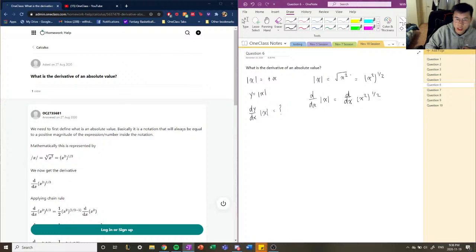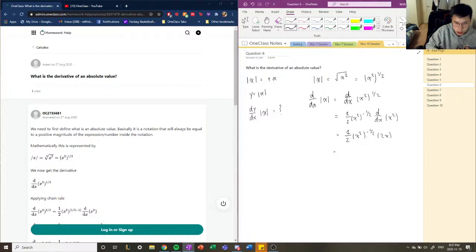So we're going to use this definition of an absolute value to find the derivative of an absolute value, okay? So this is just a lot of chain rule here. We're going to do the first chain rule, which is the outside brackets. So this equals 1 over 2 times x squared to the negative 1 over 2. And then we're going to do the inside brackets. Here I'll just follow the junior tutor solution. The inside brackets here is going to be 2x.